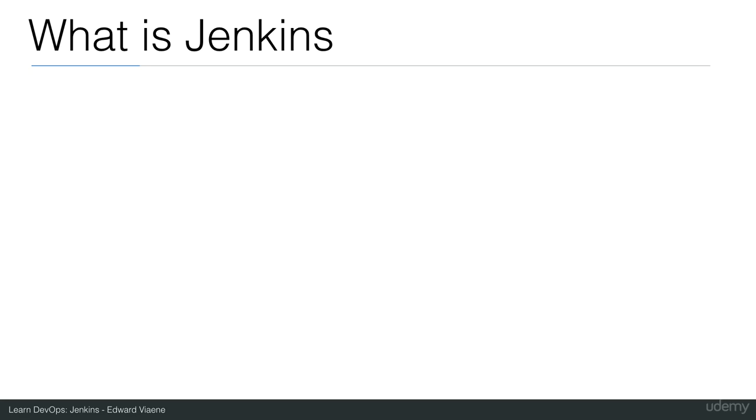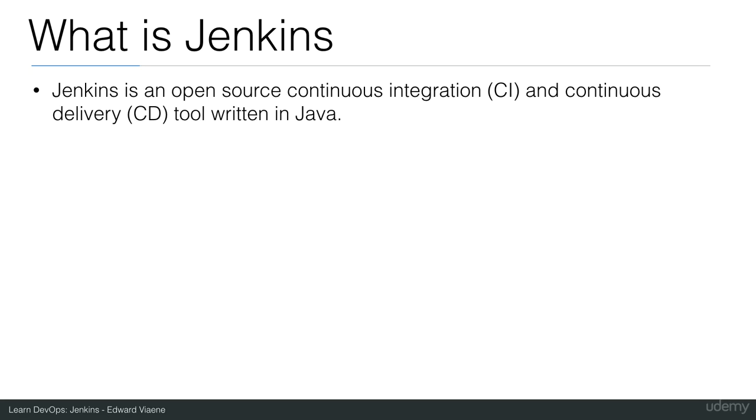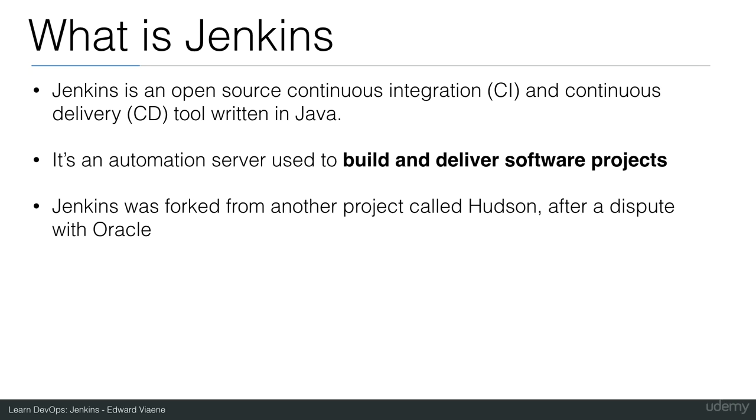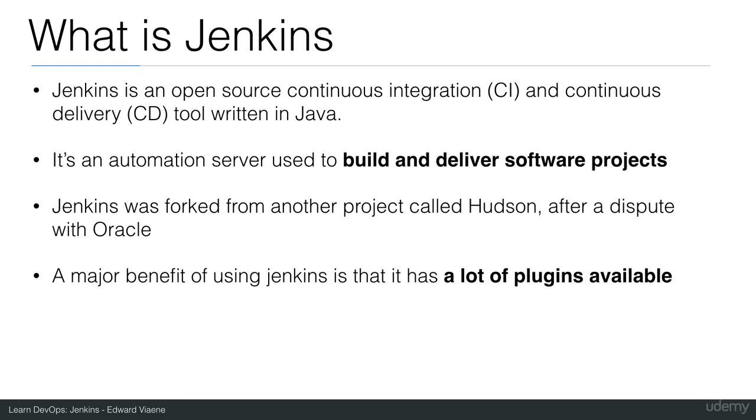Let's first start with an introduction to Jenkins. What is Jenkins? Jenkins is an open source continuous integration and continuous delivery tool written in Java. It's an automation server used to build and deliver software projects. Jenkins was forked from another project called Hudson after a dispute with Oracle. A major benefit of using Jenkins is that it has a lot of plugins available.